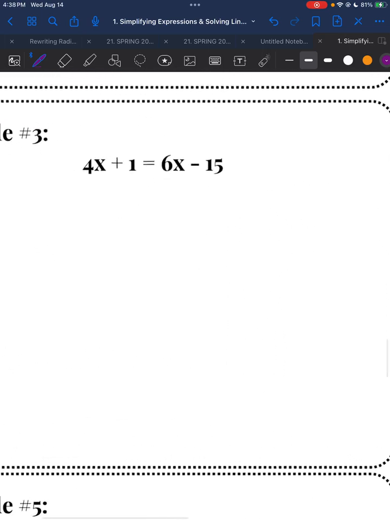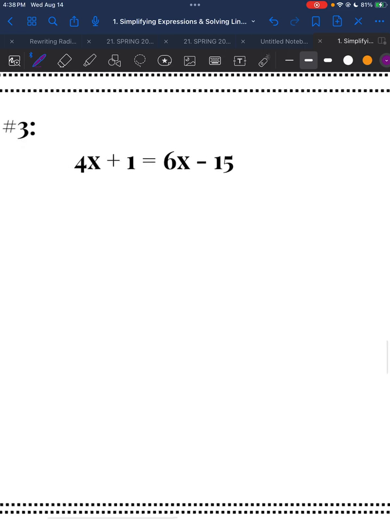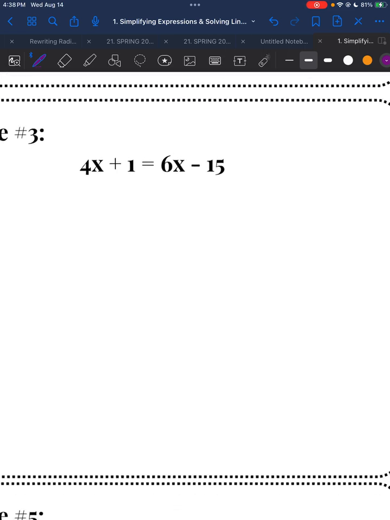Number 3, so no distributing. We also cannot combine like terms. So this is where we start moving stuff to the opposite side. I always start with the x's, so I have 4x and 6x. You can move whichever you want to. I'm going to move the 4x. Since 4x is positive, I'm going to subtract it from both sides.